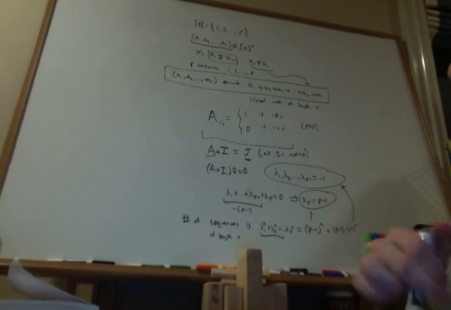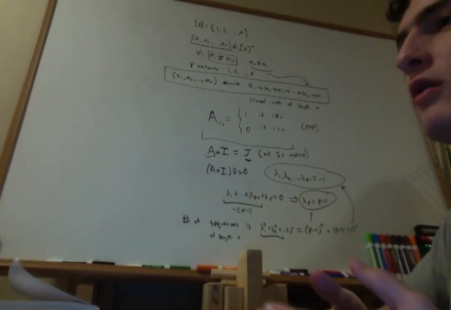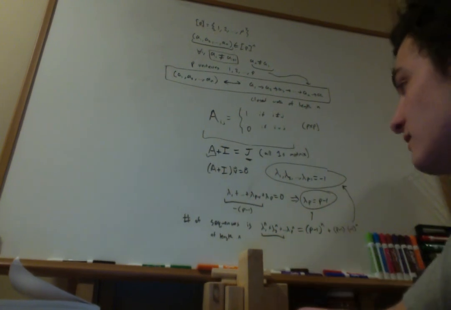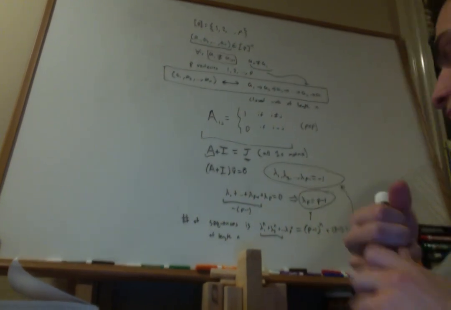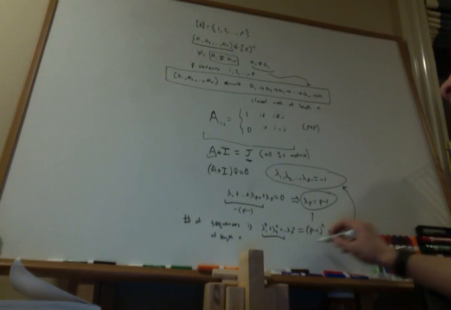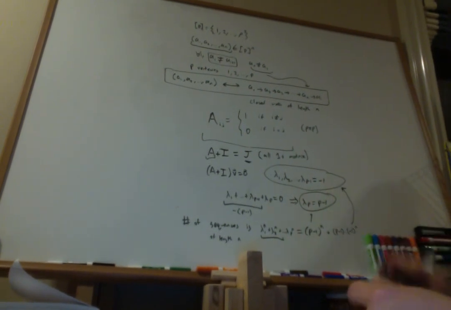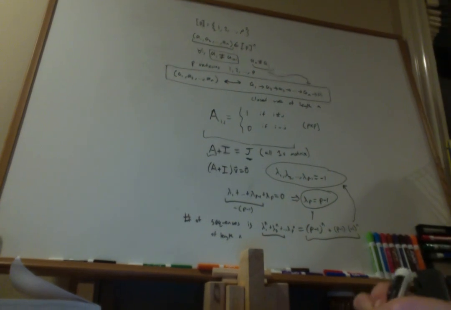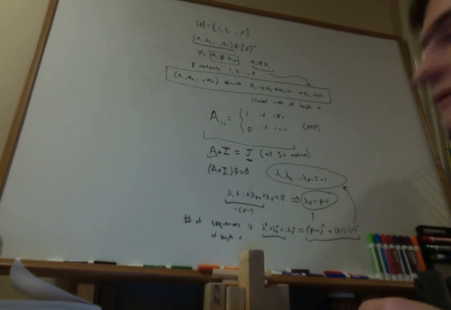So, the number of sequences of length n where no two consecutive terms are the same and the first is not equal to the last is equal to (4 minus 1) to the n plus (4 minus 1) times (-1) to the n, right? It's this sequence right here for a fixed p, where in that case I fixed p is 4.